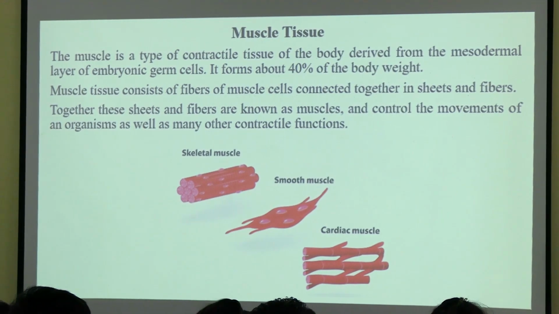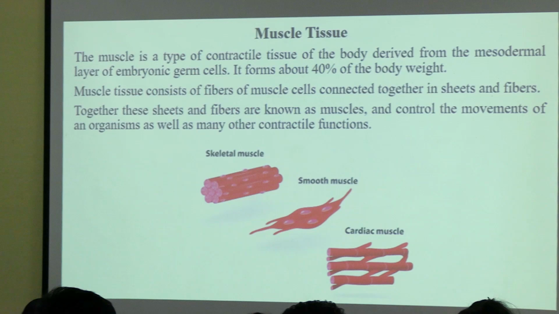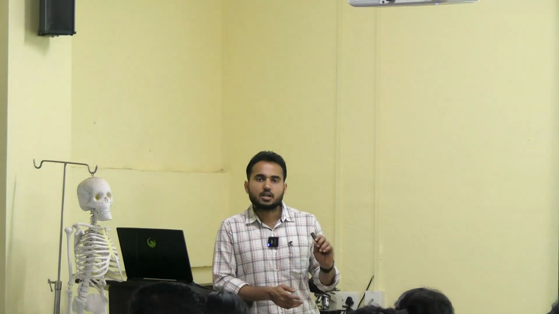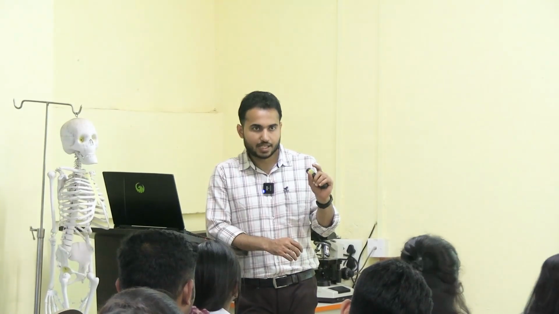Because see, the epithelial tissue, the connective tissue, whatever you have studied, the concept of the muscle tissue is completely different. It's not the same. That's why I'm asking what you have studied, because based on that we'll start the revision. Have you seen the slides of muscle tissue? For example, skeletal muscle, cardiac muscle, smooth muscle. Have you seen the slides?